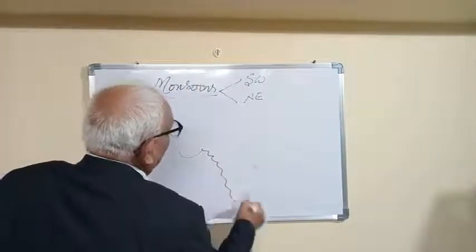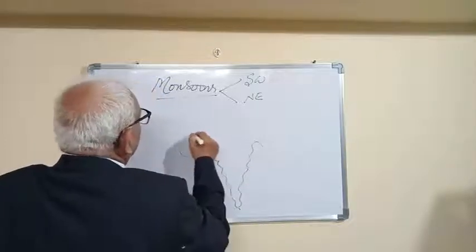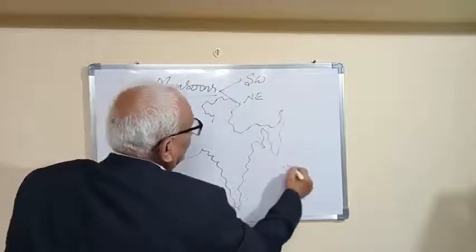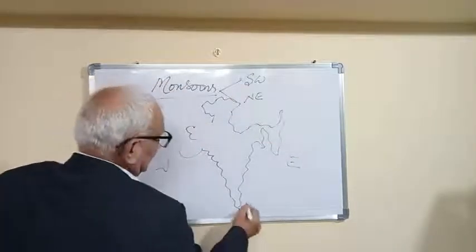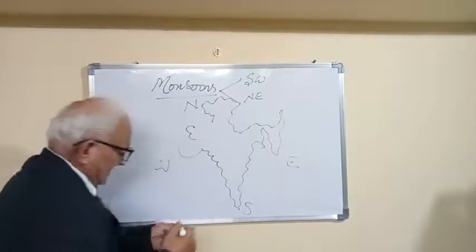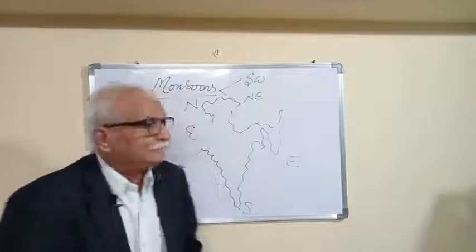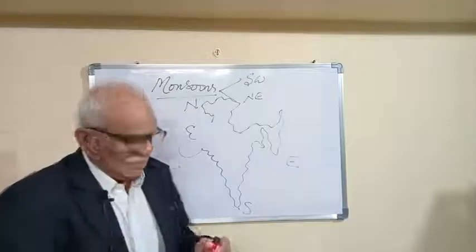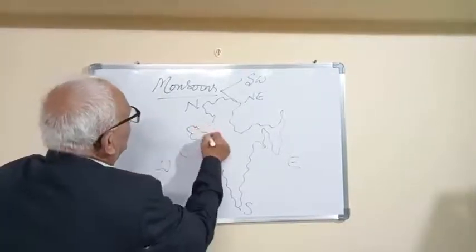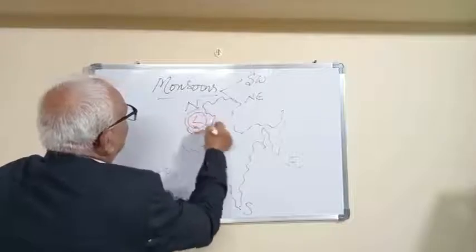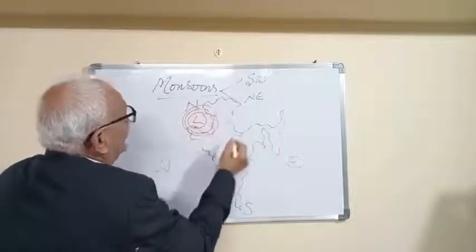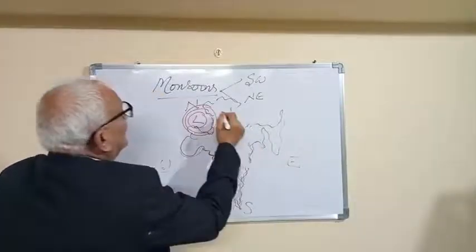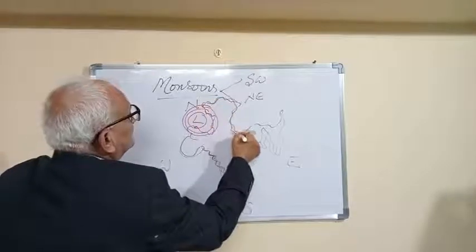This is the Indian subcontinent, India. This is the eastern side, this is the western side, this is the southern side, this is the northern side. During the months of March, April, May, a low pressure develops over the Indian subcontinent, particularly on the land area of India. These are the Himalayas.